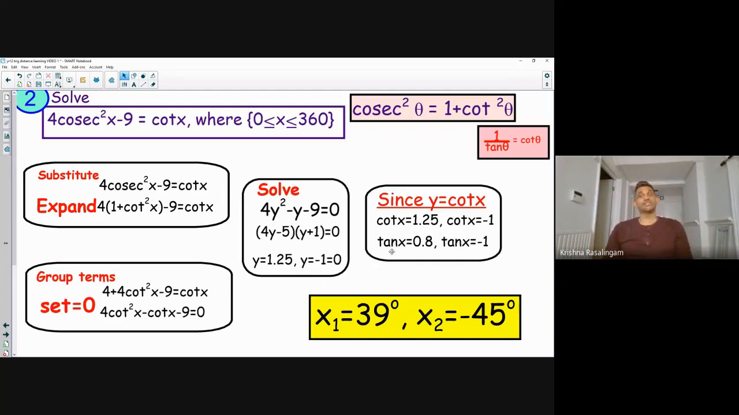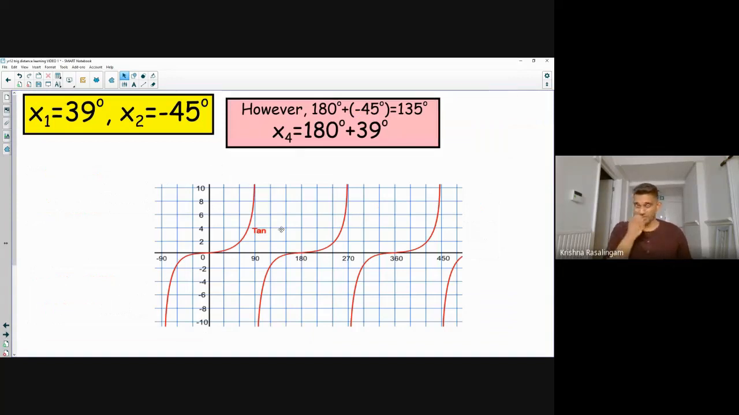So we can put it in terms of tan, and then we do tan inverse, and what we will get is those primitive solutions of 39 degrees and -45. Again, like in the previous example, one of those solutions isn't in the range. So now we have to look at the periodicity of it. And what I mean by that is how often the tan curve repeats. If we look at the tan curve, hopefully you can see it just repeats every 180 degrees.